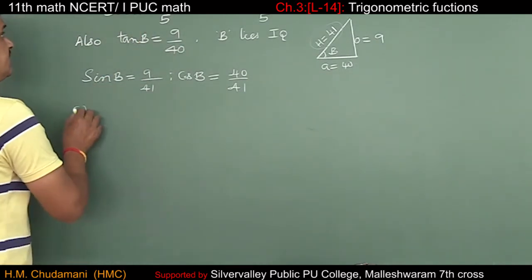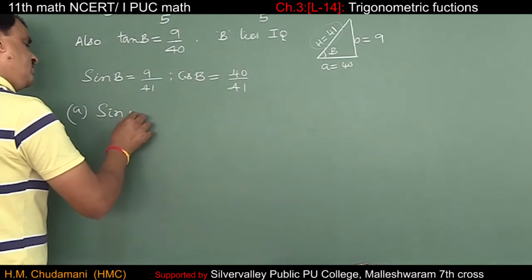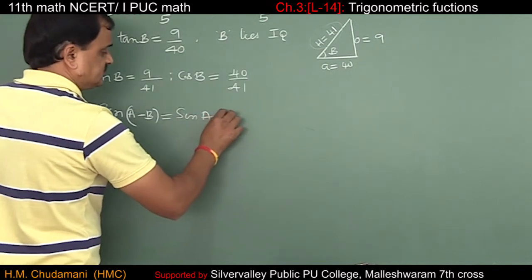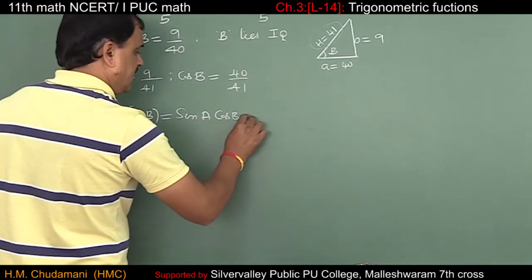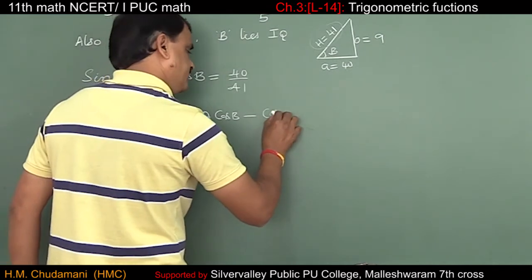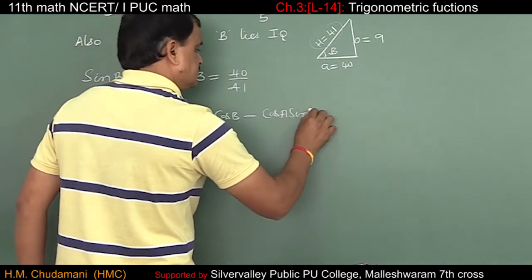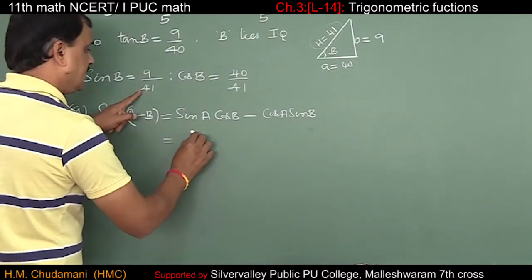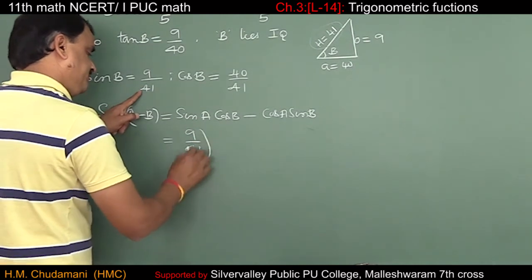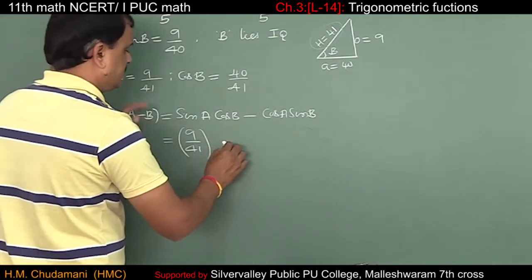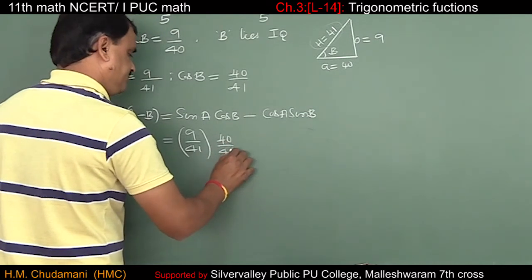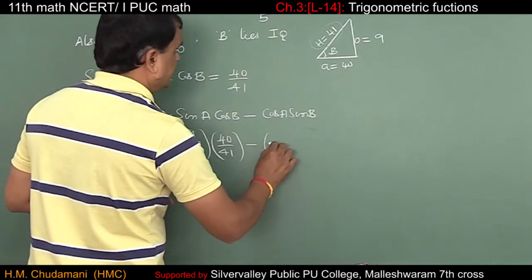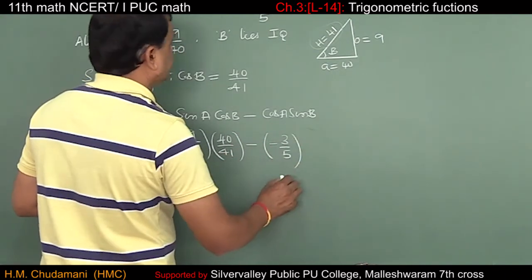Now let us find sin of A minus B. We have a formula for sin of A minus B as sin A cos B minus cos A sin B. Sin A cos B minus cos A sin B, that is the rhythm to remember. Sin A, 9 by 41, cos B, 40 divided by 41, minus cos A, minus 3 by 5, sin B.